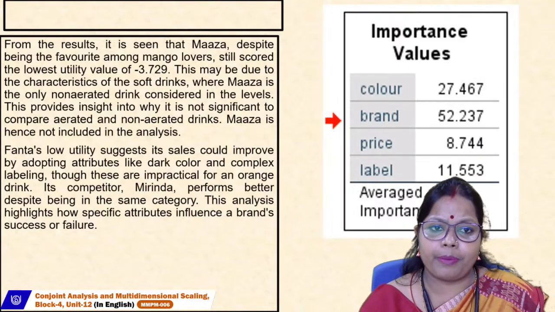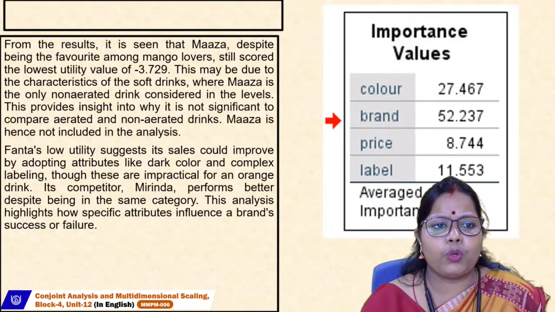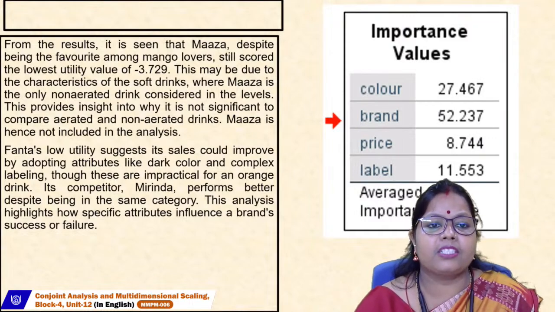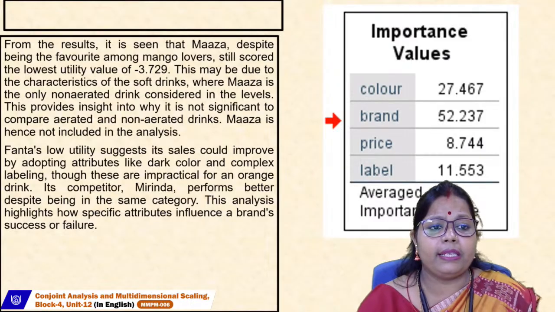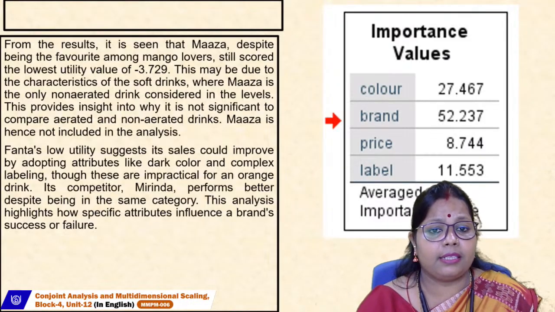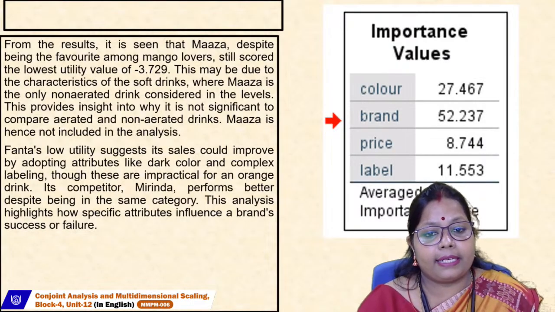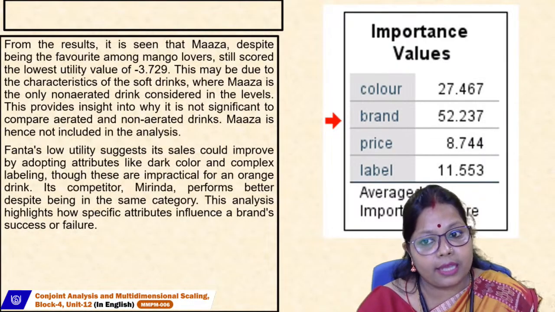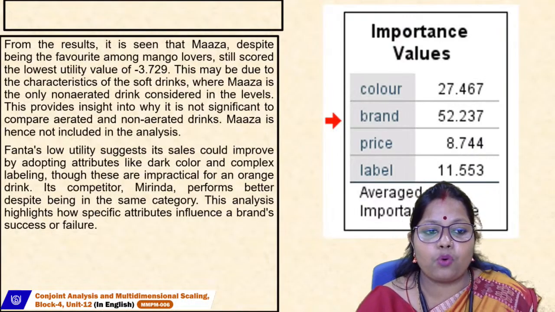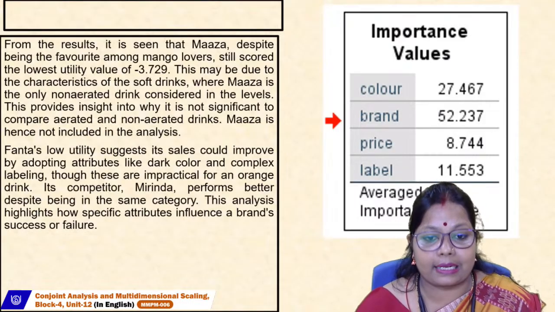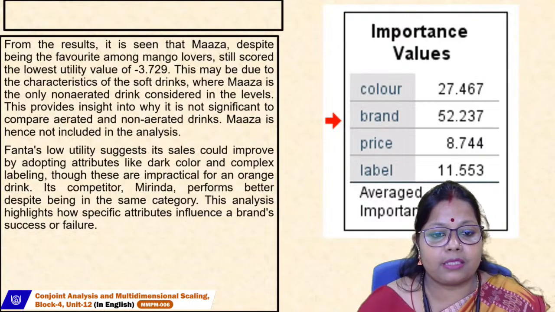Mazza, despite being the favorite among mango lovers, still scored the lowest utility value, and this may be due to the characteristics of soft drinks, where Mazza is not the only non-aerated drink considered in the levels. So this provides insight into why it is not significant to compare aerated and non-aerated drinks. So Mazza is hence not included in the analysis, but we can say Fanta's low utility suggests its brand could improve by adopting attributes like dark color and complex labeling, though these are impractical for the orange drink.